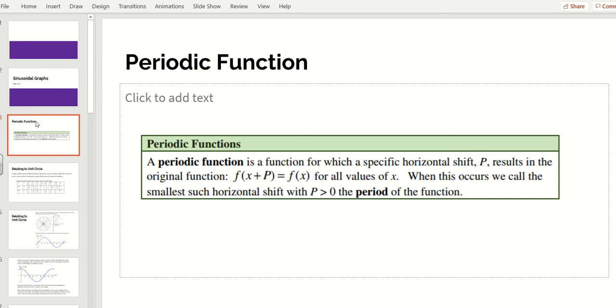So our definition of a periodic function is a function that has a specific horizontal shift that results in the original function. In other words, for whatever shift we make p units right or left, we are back to the original function. It sits upon itself. It's a repetitive function that goes in a certain period. And that period occurs in the distance of the horizontal shift. And the period will always be positive.